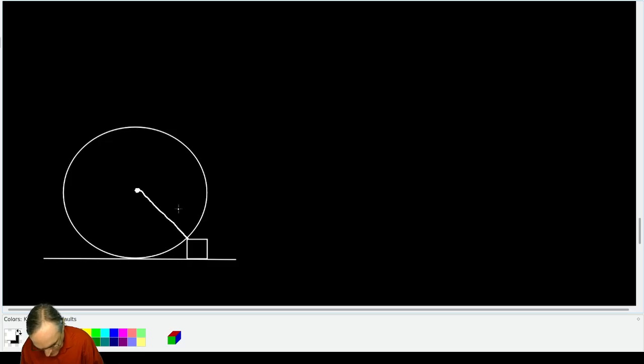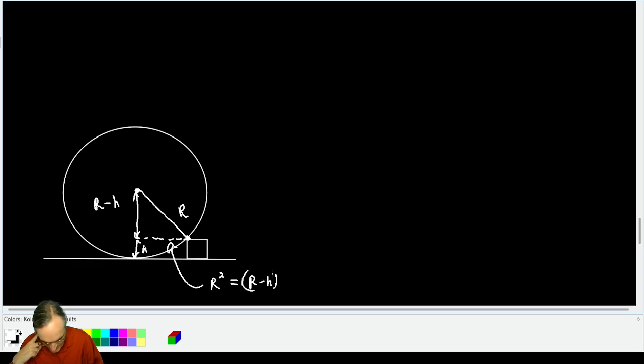So here, we know this is the radius R. Over here, pull that out. We know this is the height h. That means this part is R minus h. That means we can find this part as R squared is equal to R minus h squared plus x squared. That will let us find our R perpendicular for Fg. That turns out to be pretty easy to find.